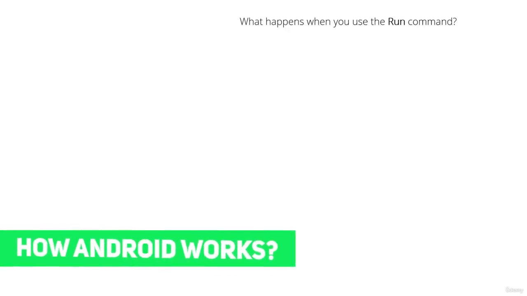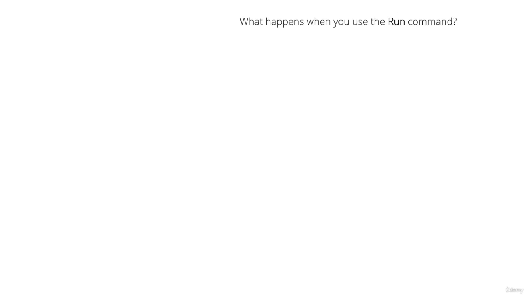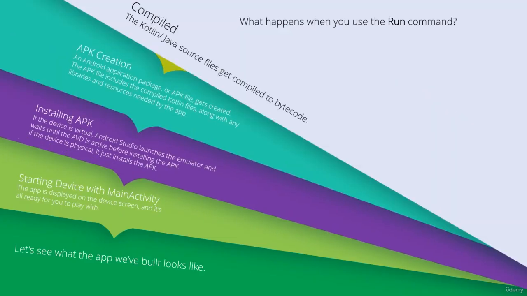You may be wondering what happens when you use the run command and how the Android system runs the application. In this video, I'm gonna show you the steps that Android Studio follows in order to create an APK file, which will be installed on the real device or the emulator and other devices. So let's see what happens when you use the run command.